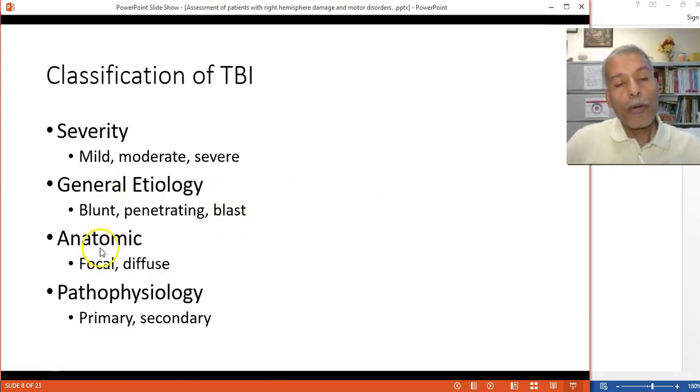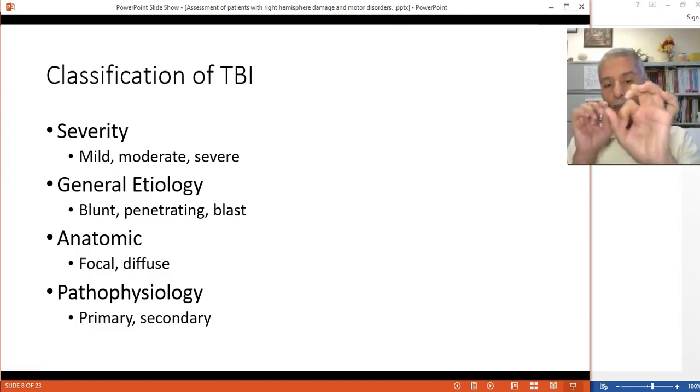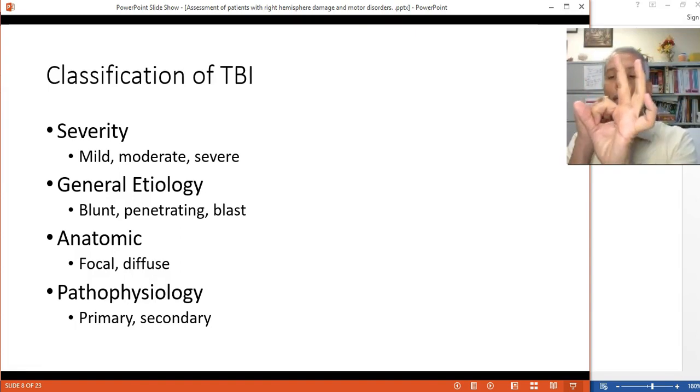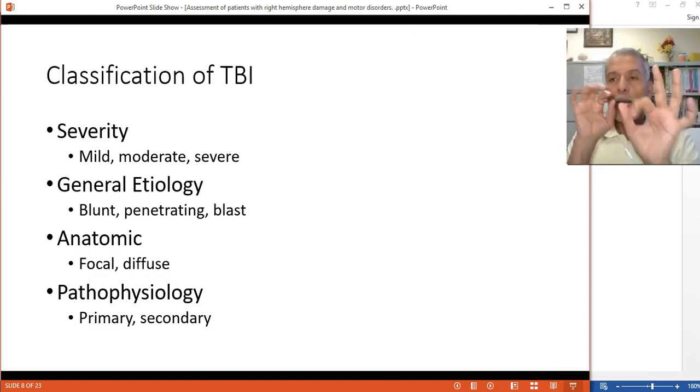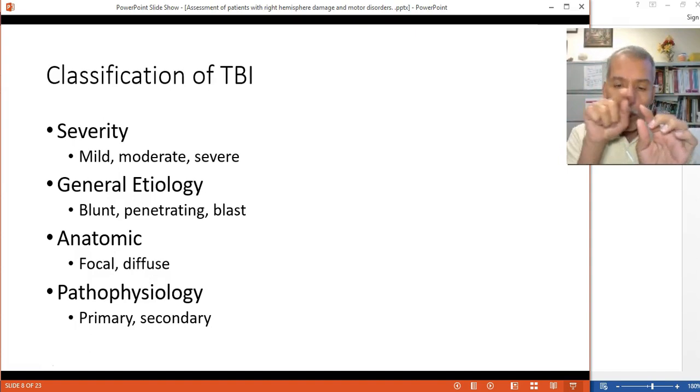Now the third way to classify TBI is anatomic. What areas of the brain are affected? So you say, okay, there's focal damage. For example, a bullet, someone has a bullet in a particular area. That bullet just hits one particular location or penetrates through, but everything is localized in one particular area.